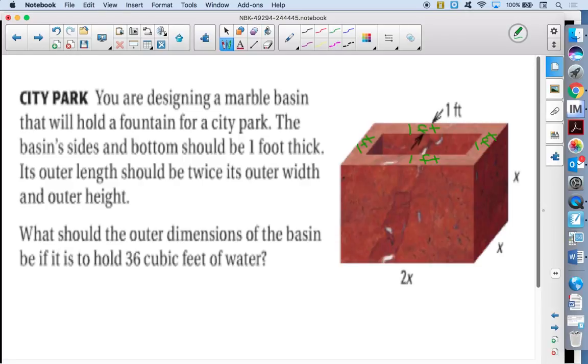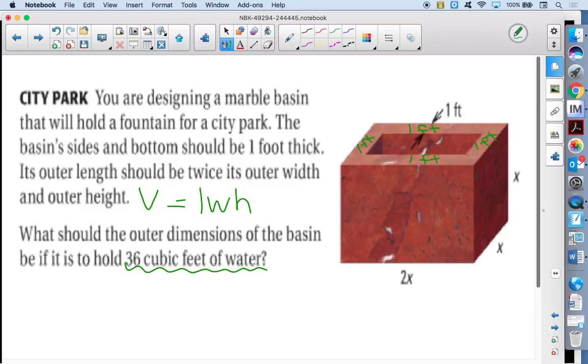The other information, it says, what should the outer dimensions of the basin be if it's to hold 36 cubic feet of water? So if we're dealing with cubic feet of water, what kind of formula would we be thinking about? So what formula goes with cubic feet? Yeah, so he said length times width times height, and that's the volume formula. So if you have water that you're pouring inside of something, we're finding the volume of that.